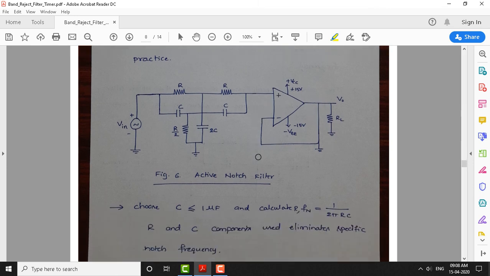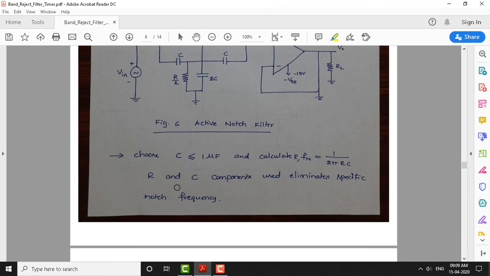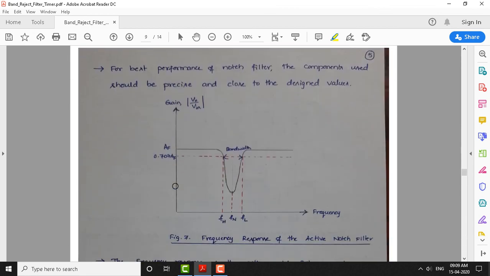The capacitor value in this design is preferred to be less than 1 microfarad, and the notch frequency can be calculated using this formula, 1 by 2 pi RC. So the R and C components used eliminate a specific frequency band. We'll see how that eliminates through the frequency response of this notch filter.